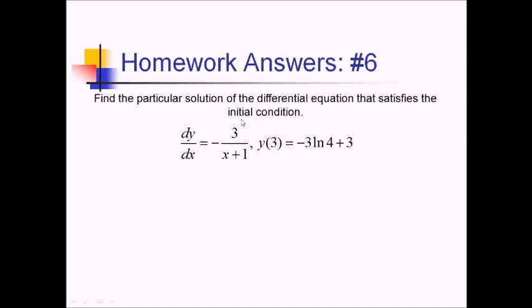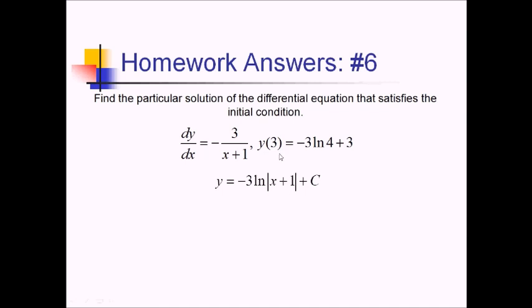For this problem, I want the particular solution to this differential equation with this initial condition over here. That's a pretty wacky looking y value there. All right, so let's start with our general solution by taking the antiderivative of our differential equation. So we can write y equals negative 3 ln absolute value of x plus 1 plus c.